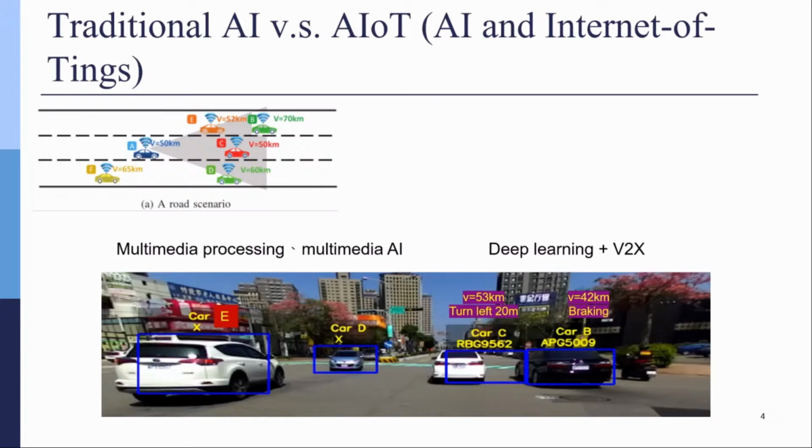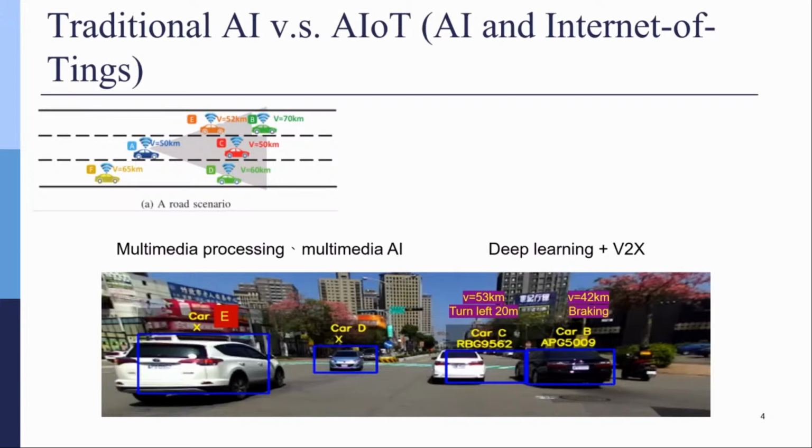On the right-hand side of the figure, by fusing camera information and vehicle's profile and status information, we can identify each vehicle in the field of view and know their driving intention. For example, the white vehicle speed is 53 km per hour, and it will turn left after 20 meters. The black vehicle, car B, its speed is 42 km per hour, and it is braking.